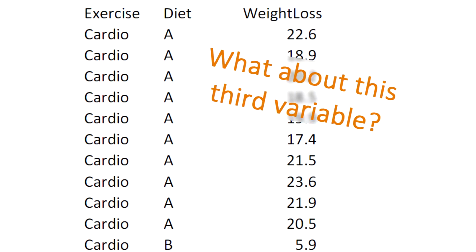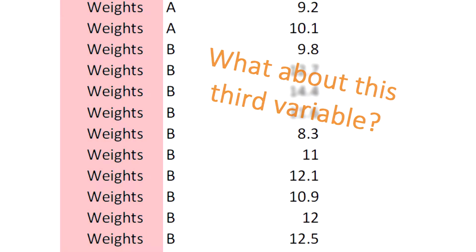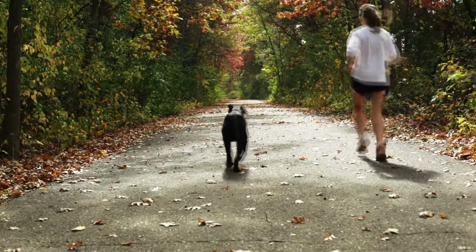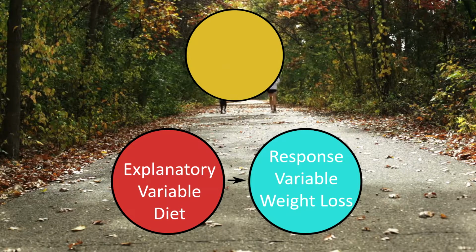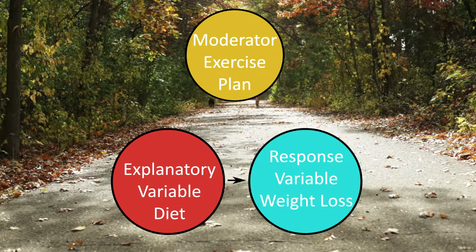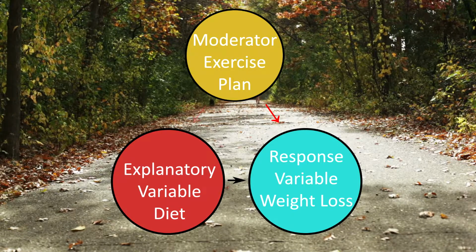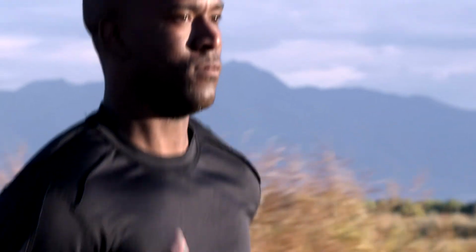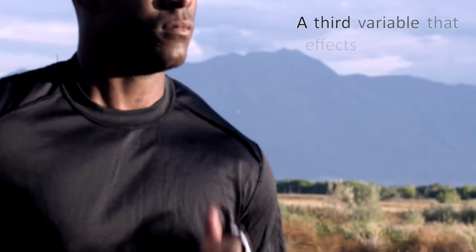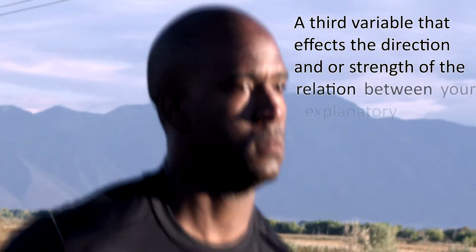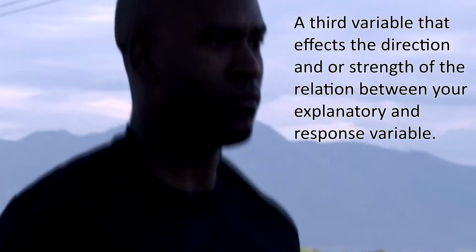But what about our third variable, exercise program? Would we get the same results in terms of the association between diet and weight loss for those participants using cardio and those participants using weight training? In statistics, moderation occurs when the relationship between two variables depends on a third variable. In this case, the third variable is referred to as the moderating variable, or simply the moderator. The effect of the moderating variable is often characterized statistically as an interaction, that is, a third variable that affects the direction and/or strength of the relation between your explanatory and response variable.